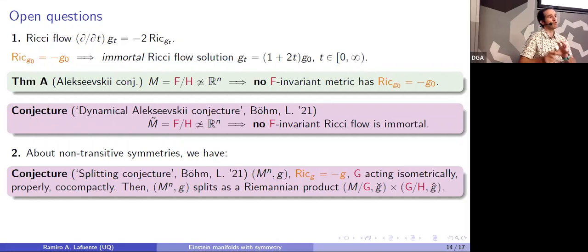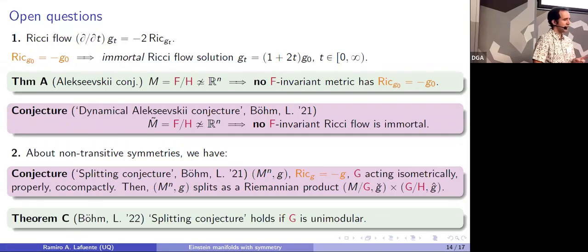And this has no symmetries because a compact Einstein manifold of negative Einstein constant has no continuous symmetry. So somehow the conjecture says that all the symmetries are contained in one of the factors and all the compactness is contained in the other factor. And about this, we have a recent result stating that this is true if the group is unimodular. But the non-unimodular case is unfortunately much harder.